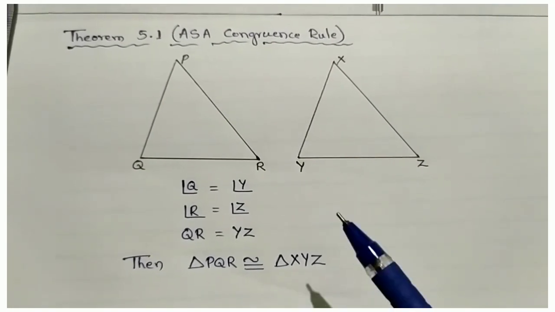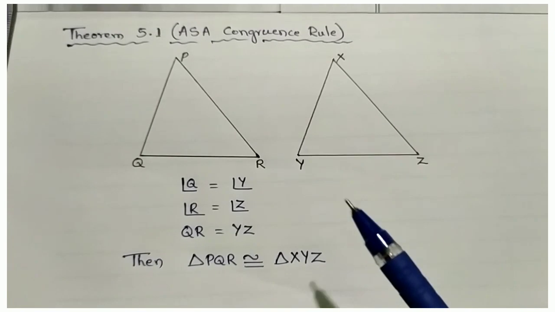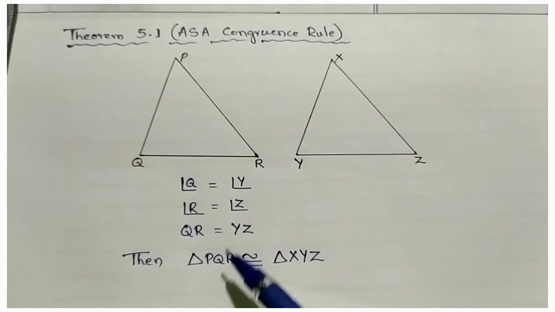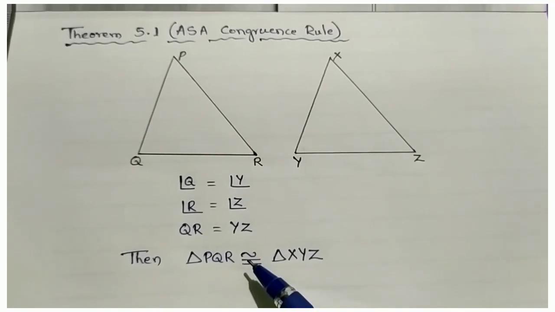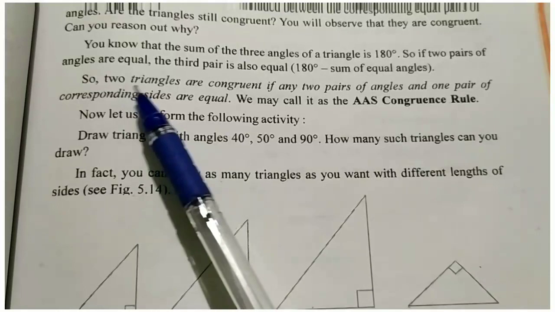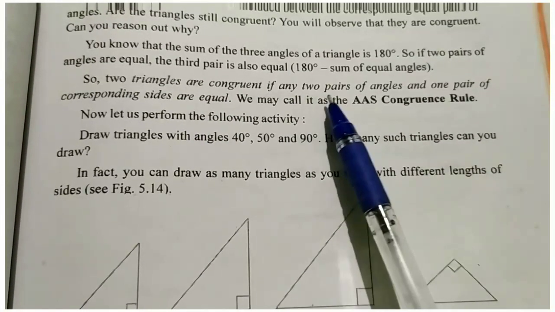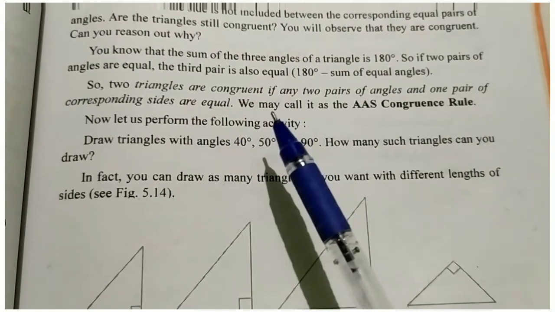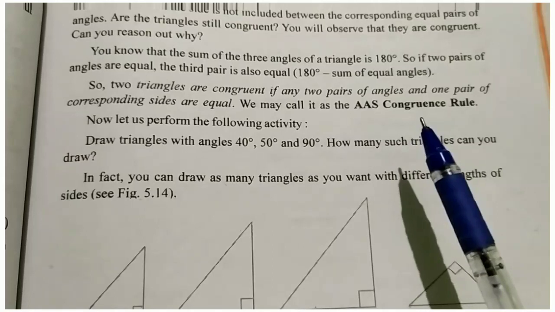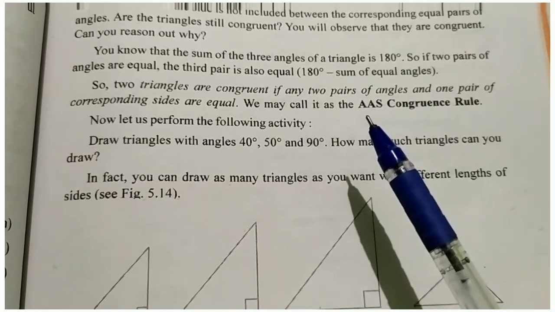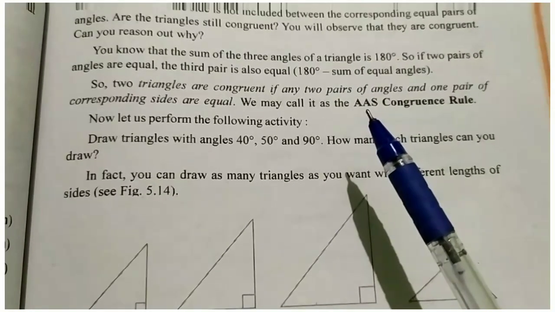You have to write this example and theorem in your textbook along with the statement, draw these diagrams and conclude the given points like this. No need of writing the proof. In short, you write these things. Here is another theorem: two triangles are congruent if any two pairs of angles and one pair of corresponding sides are equal. We may call it the AAS congruence rule. Sometimes it also comes in your solutions. Just go through this once.